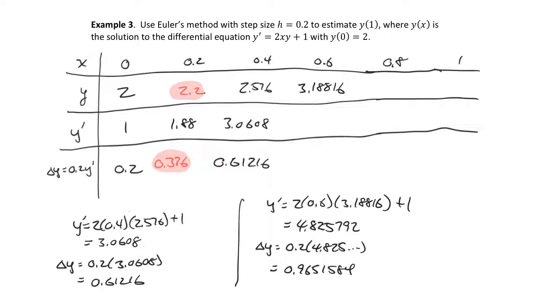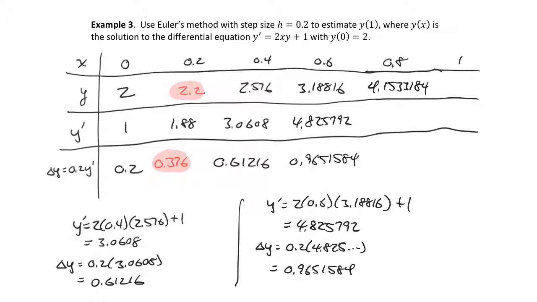4.825792. When we multiply that by 0.2, we get 0.9651584 for the bottom row. When we add that to the 3.188816, we end up with 4.1533184. Now, I'm just going to go ahead and put the numbers in.